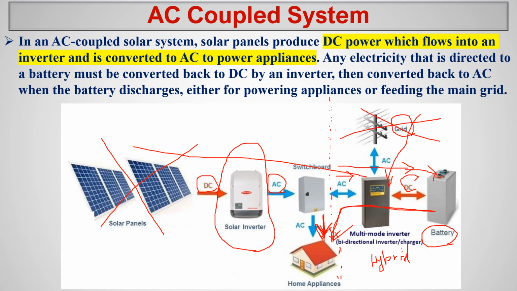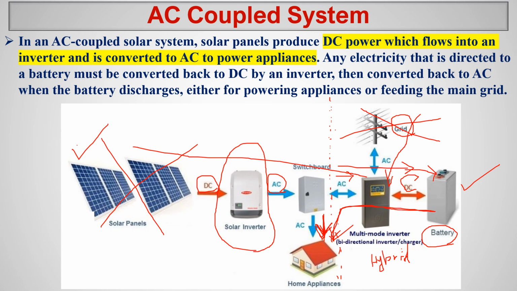Okay, from the panel to the, this is your panel, this is your battery. Look at the battery at the end. It means from the panel DC converted to AC, then supply to the house, then AC converted to DC, then store in the battery. Okay, so two conversions are happening.